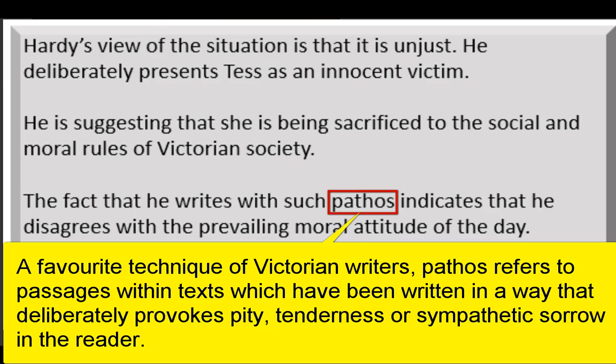Tess has already accepted that she is going to die. She knows that she's going to be executed for the crime that she's committed. As a reader, we feel that immense sense of sympathy and empathy with her, but we know that we can't do anything to change that, and she can't do anything to change that, and that's deliberate. It's a technique called pathos, and Hardy uses that technique to make the reader challenge in their own mind the prevailing moral attitude of the day towards women and towards the way that men use and abuse their power in a society that is dominated by men.